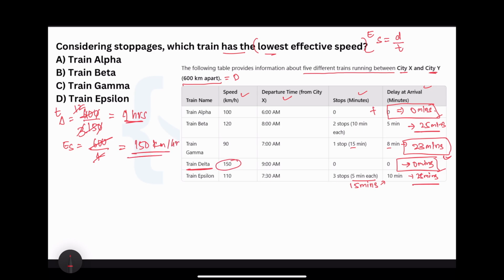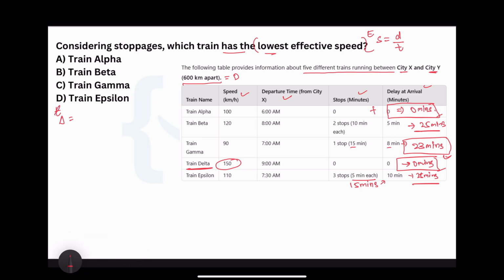Now train delta I calculated, and it is as it is. So let me write the speed: the speed would be 150 kilometers per hour. Clear? Now let me find train gamma. For gamma, we have speed as 90 and distance 600. So 600 by 90 will give me 60 by 9, which is 20 by 3. So if you divide 20 by 3, what would be the result?